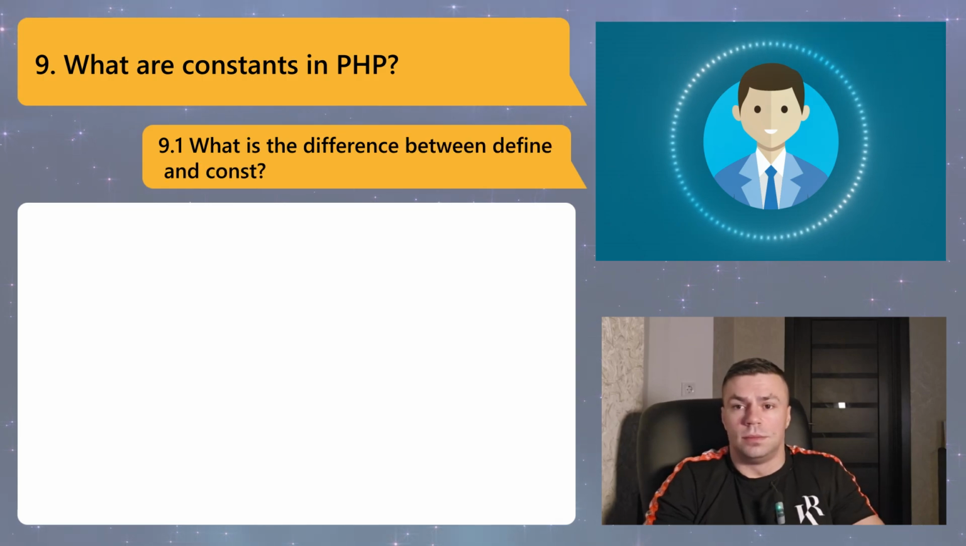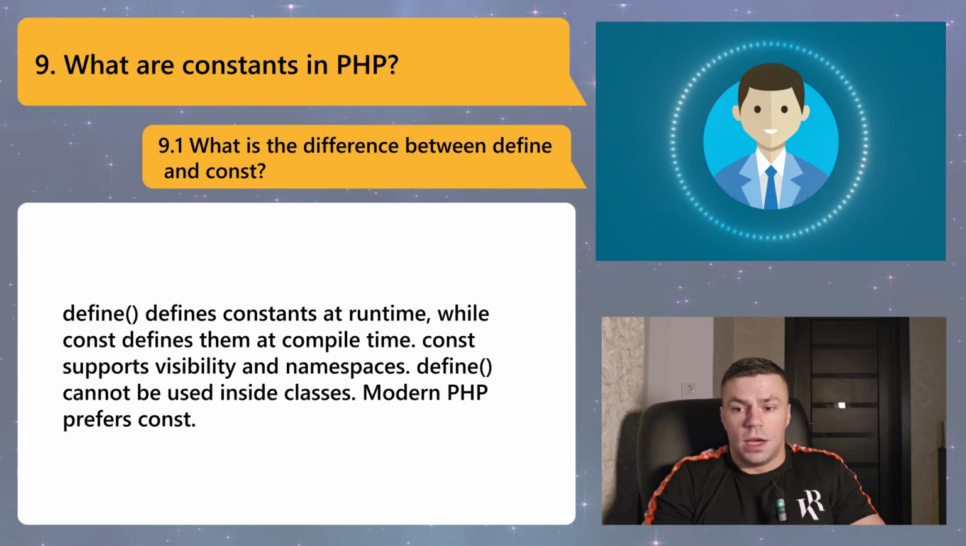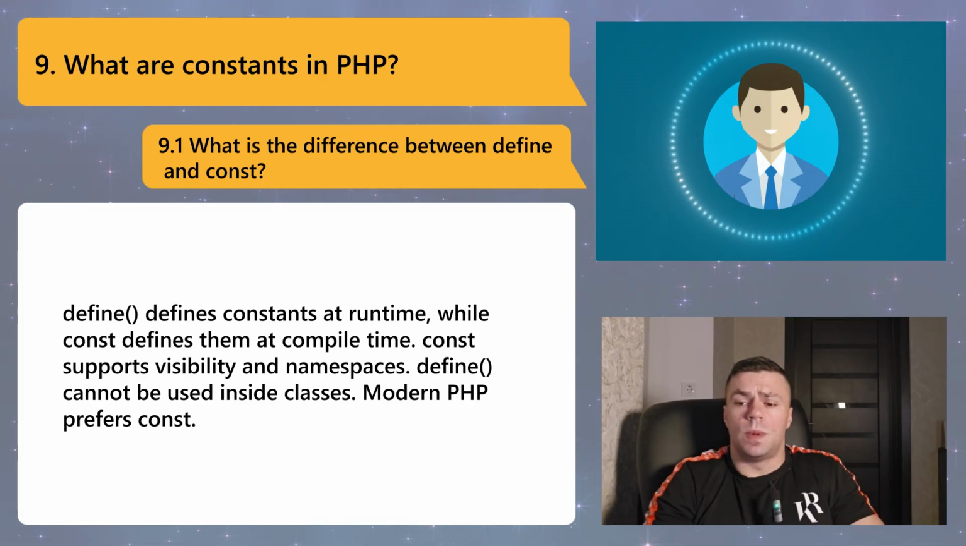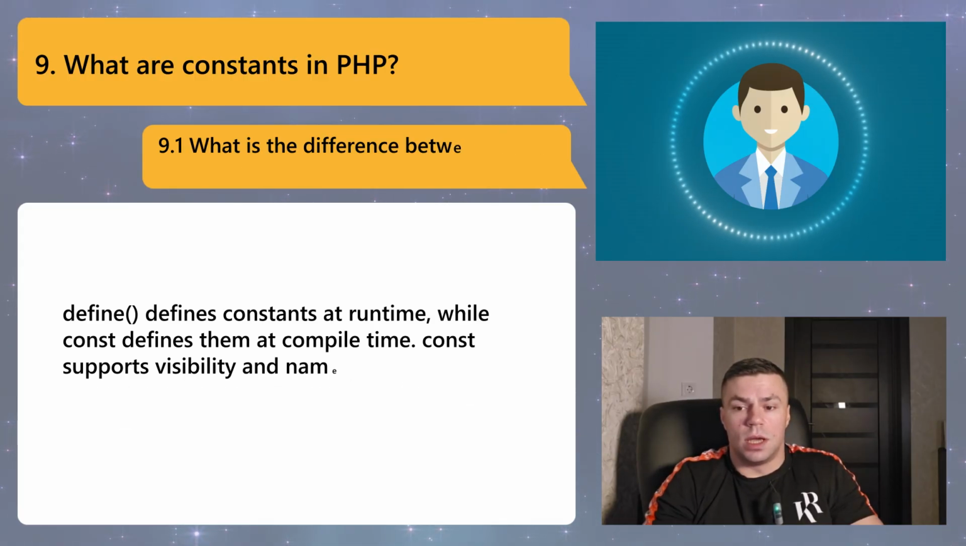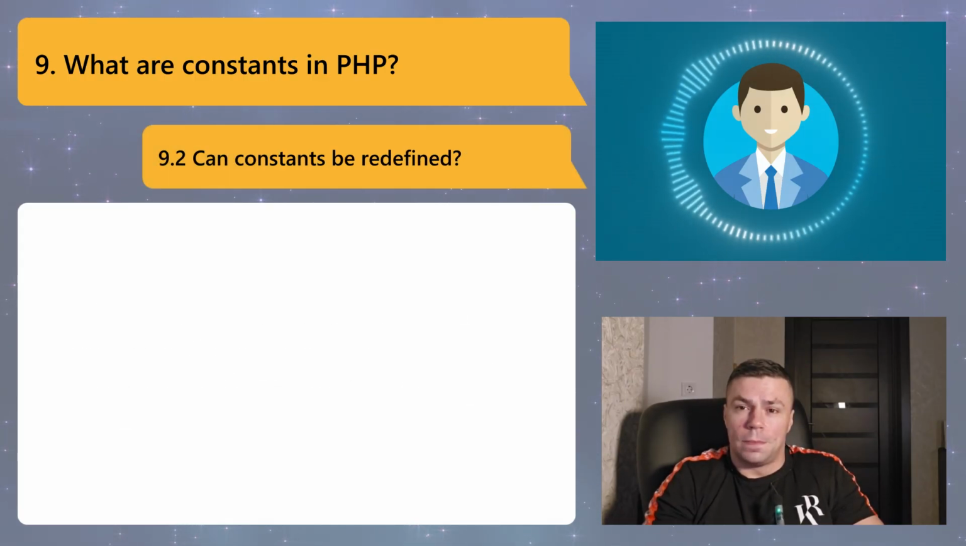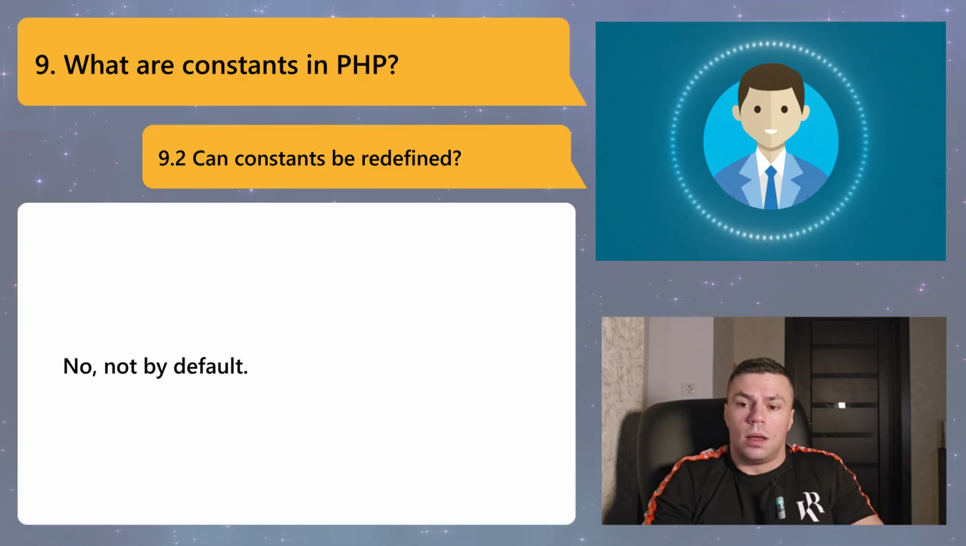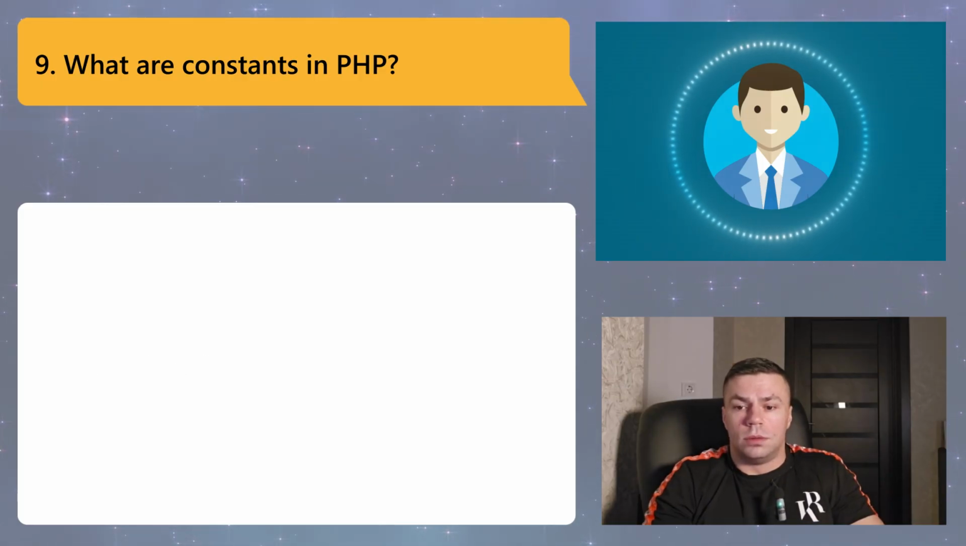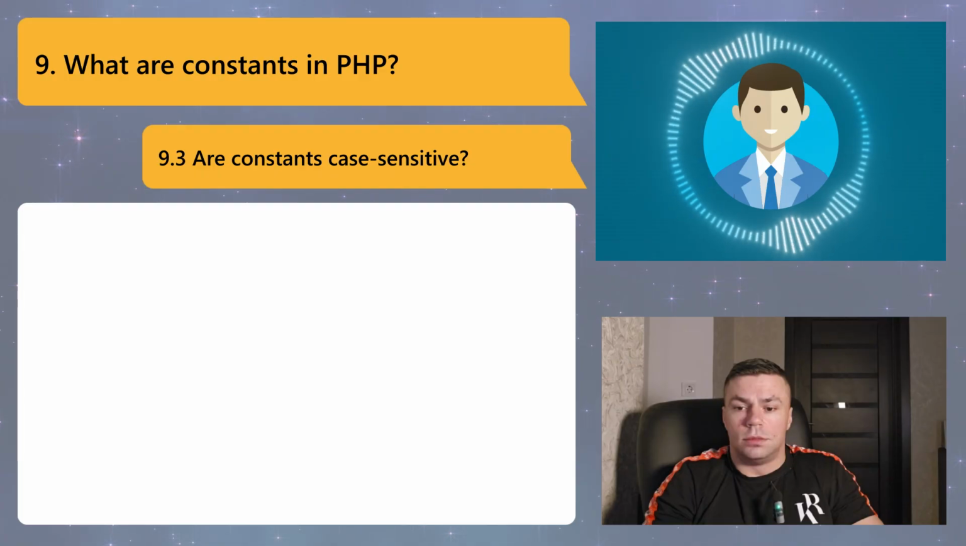What is the difference between define and const? Define defines constants at runtime, while const defines them at compile time. Const supports visibility and namespaces. Define cannot be used inside classes. Modern PHP prefers the const keyword. Can constants be redefined? No, not by default.